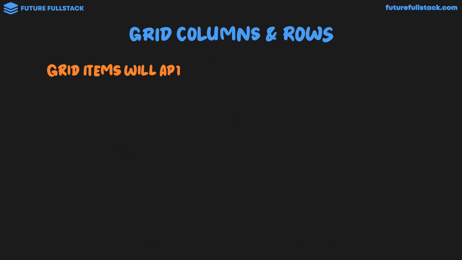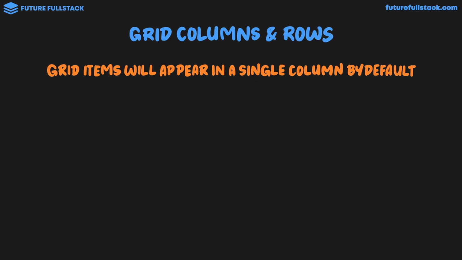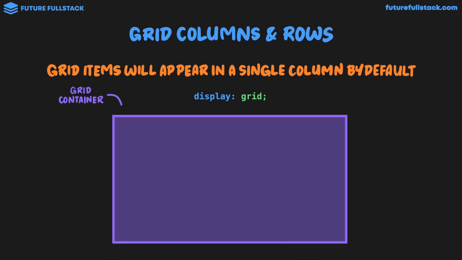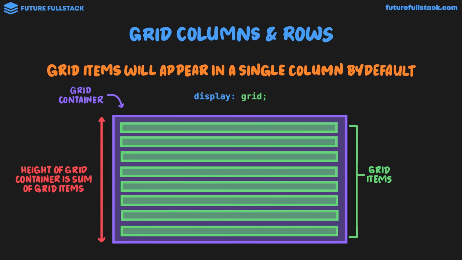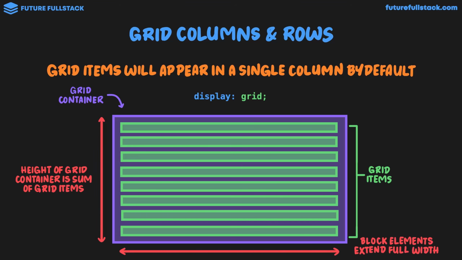Grid items will appear in a single column by default. We saw this in the previous chapter when we were playing around with CSS Grid. We added the display grid property. This defined a grid container, and we saw that all our grid items appeared by default in a single column, stacked one above another. The height of the grid container is the sum of the grid items. And because our grid items are block elements, they will extend the full width of the page or the container they're inside. So this is our default setup.